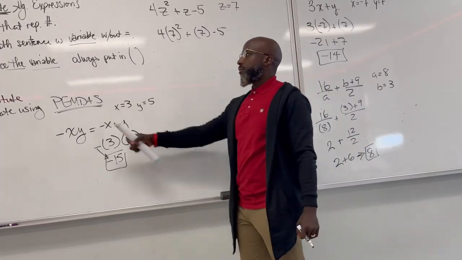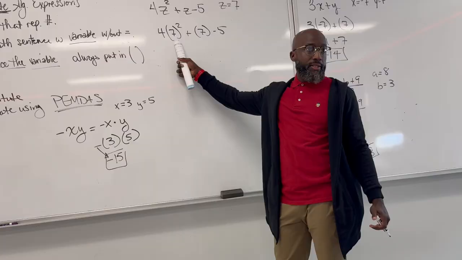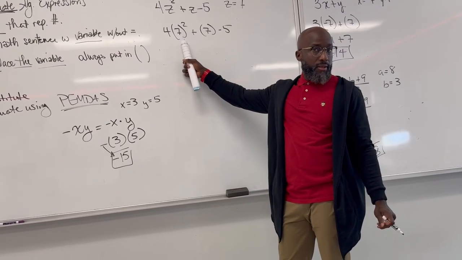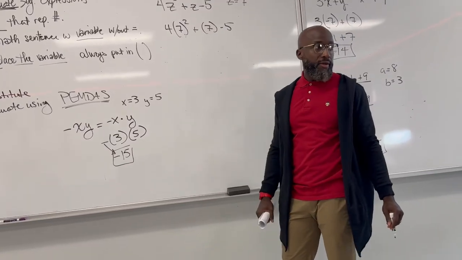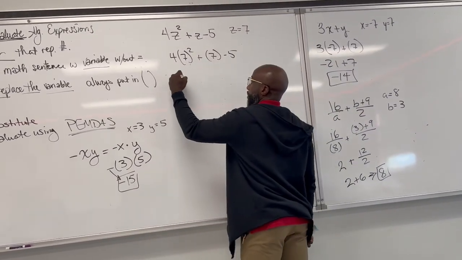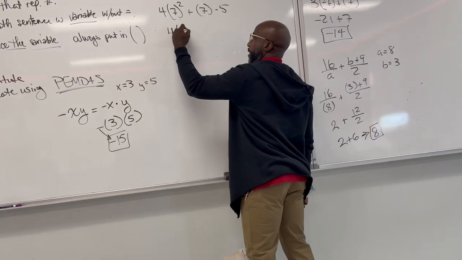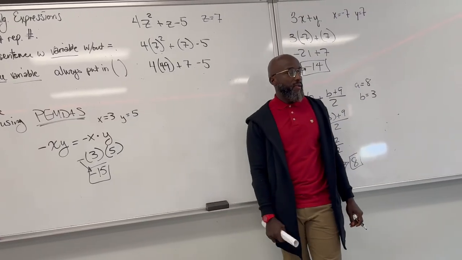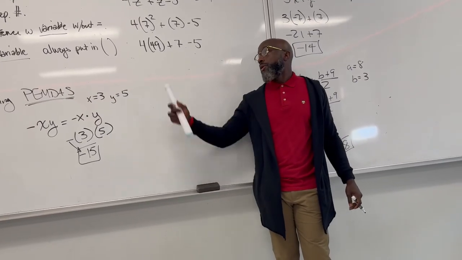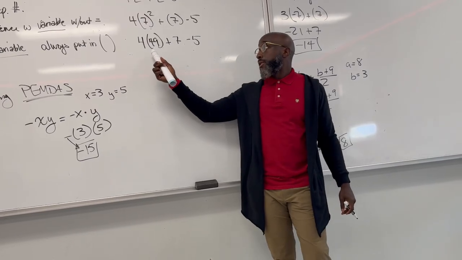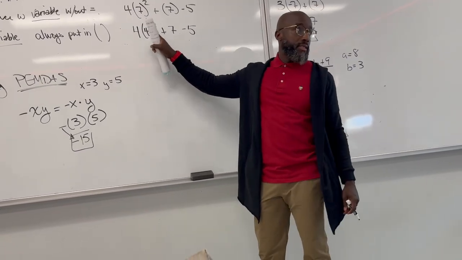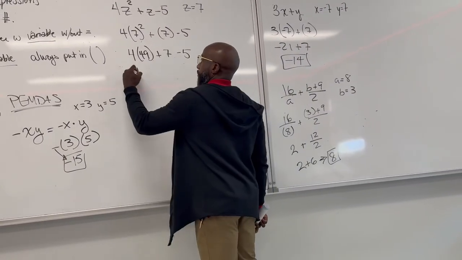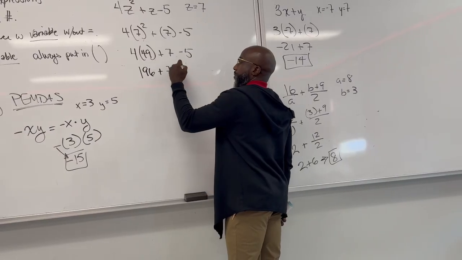Okay? Based on order of operations, do we multiply first? No. Power. Do the exponent first. So I'm going to need y'all to help me with this problem. So it'll be 4 times 7 to the second power, which is 49, plus 7 minus 5. Okay? What's next after here? Multiply. So this is not parentheses because there's no plus or minus. So this is just multiplication. So 4 times 49 is what? 196. 196 plus 7 minus 5.